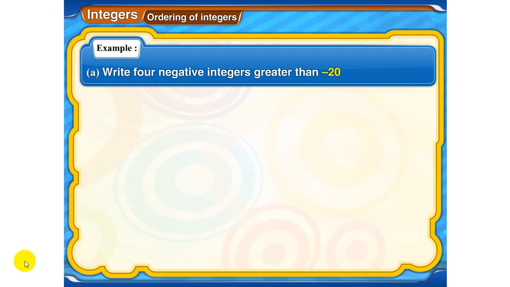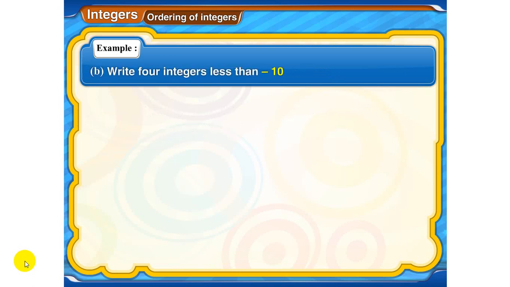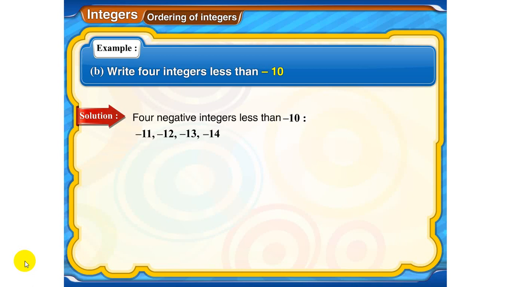Example. A. Write 4 negative integers greater than -20. Solution. 4 negative integers greater than -20 are -19, -18, -17, -16. B. Write 4 integers less than -10. Solution. 4 negative integers less than -10 are -11, -12, -13, -14.